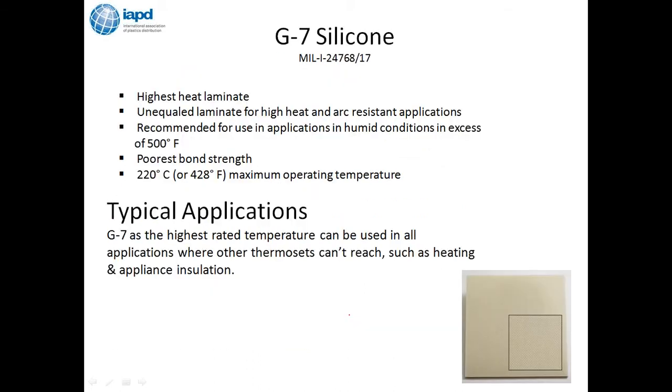G7 silicone. This is the highest heat laminate. It goes up to 428 degrees F or 220 C. This has got some great high heat or arc resistant application capabilities. And in certain circumstances, you can go up to 500 degrees F. We typically like to say that G7 is going to go in an application where higher temperature ratings are needed, such as a heating or an appliance insulation application. And there's a sample of some G7 in your bottom right-hand corner.